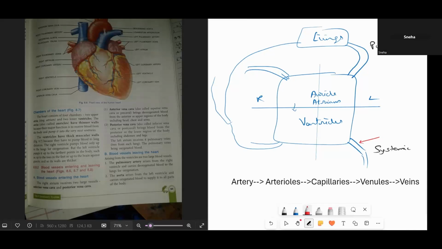Not pulmonary. Pulmonary means something to do with the lungs. This has nothing to do with the lungs. This artery is the biggest artery in the body. It's called the aorta. Okay, aorta is the biggest artery that's taking the blood away from the heart.